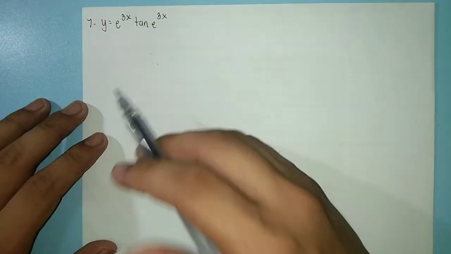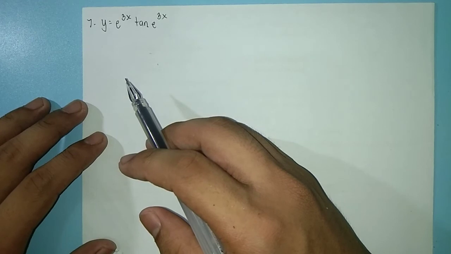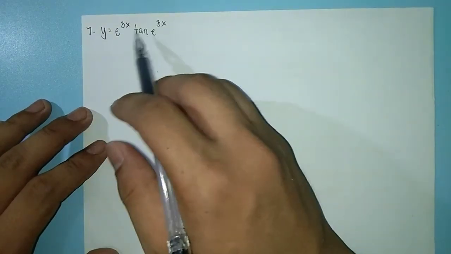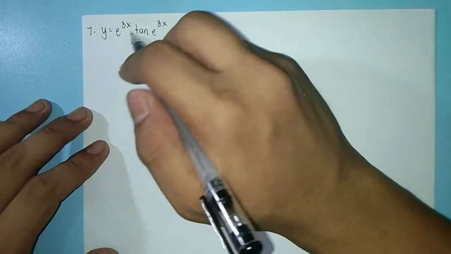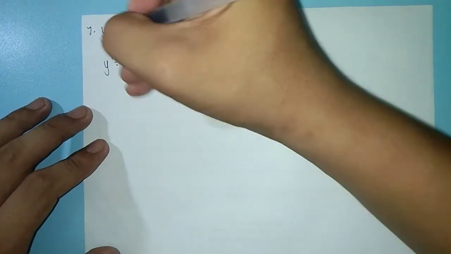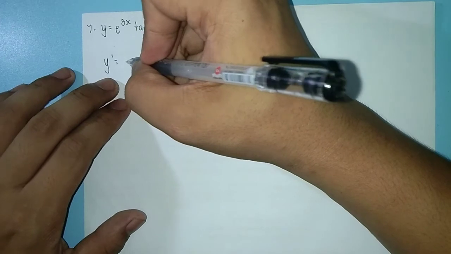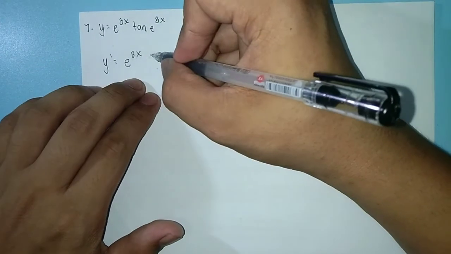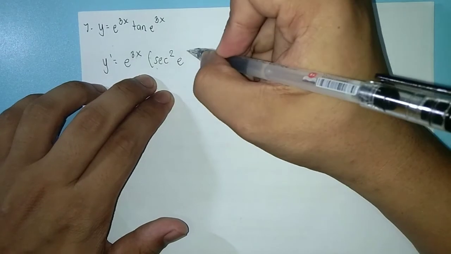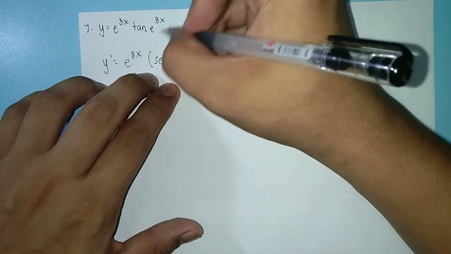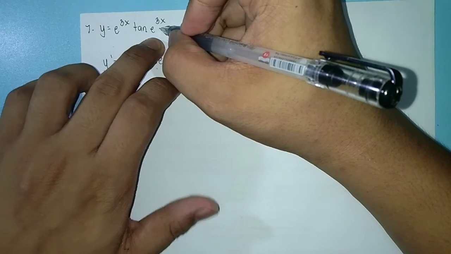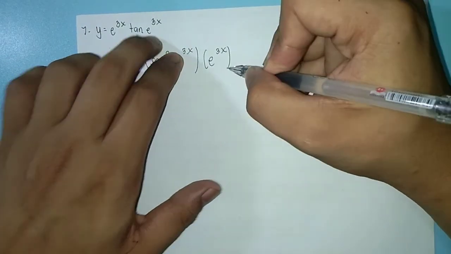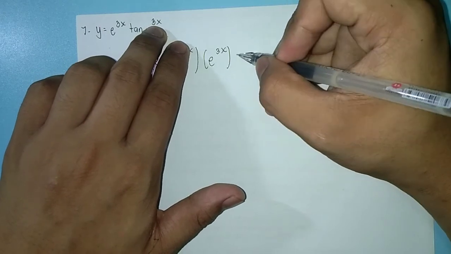Last number, let's find the derivative of y equals e raised to 3x tan e raised to 3x. So u times v siya. So, derivative niya will be, kopya muna yung e raised to 3x, then derivative ng tangent. So, ano yung derivative nito? So, square of secant, e raised to 3x, then derivative ng e raised to 3x. So, ano yung derivative ng e raised to 3x? Kopya yung e raised to 3x, then derivative ng 3x.